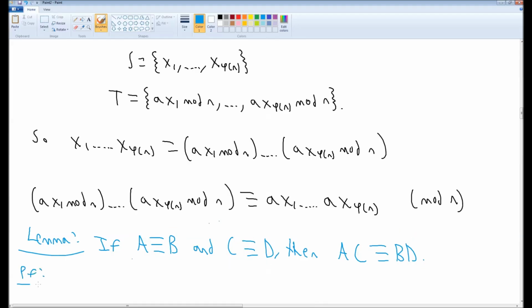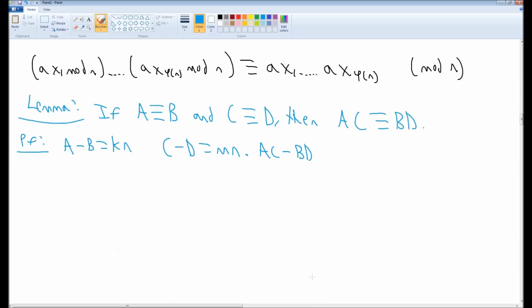But let's prove this in case you don't know it. Since a is congruent to b, we can write a minus b in the form k times n for some integer k. And likewise, since c is congruent to d, we know that c minus d is some multiple of n. Let's just say it's m times n. So now what about this guy? Well, if you do ac minus bd, what's that the same as? Well, we can rewrite this as ac minus ad plus ad minus bd. And why am I doing that?